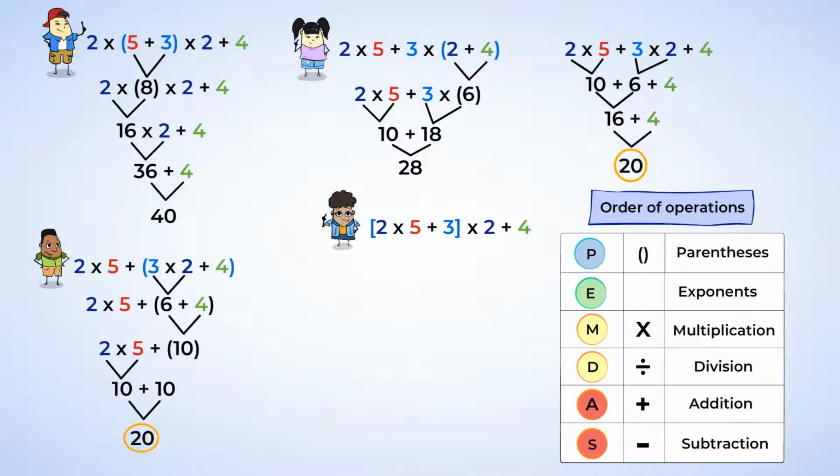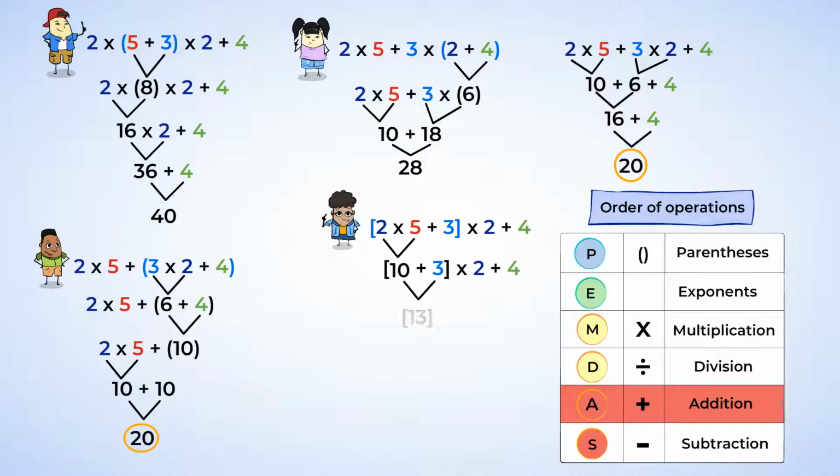Now Latifah used a different grouping symbol, and those are called brackets. Brackets follow the same rule as parentheses. Now, since she has both multiplication and addition inside the brackets, we're going to want to start with the multiplication. 2 times 5 is 10. 10 plus 3 is 13. And now we multiply. 13 times 2 is 26, plus 4 is 30. And that's a different number.